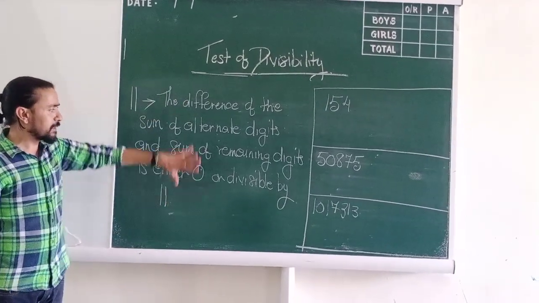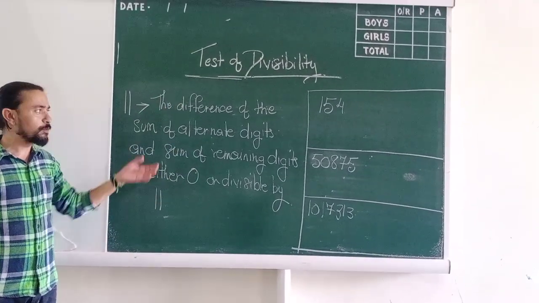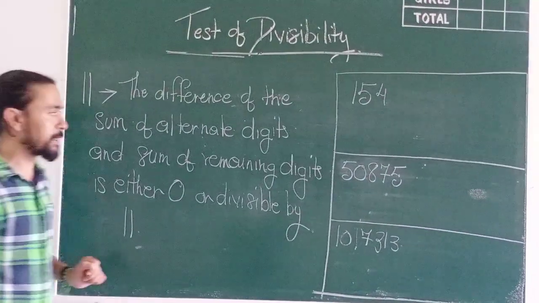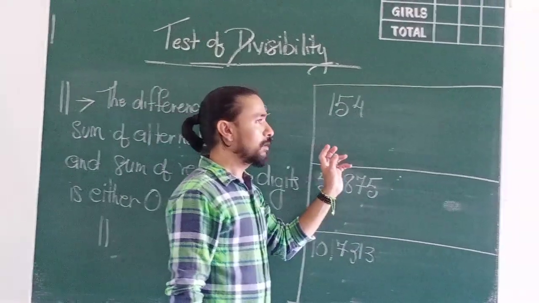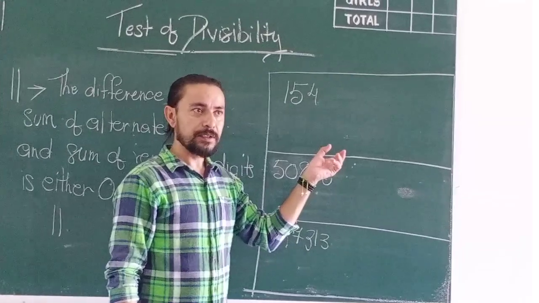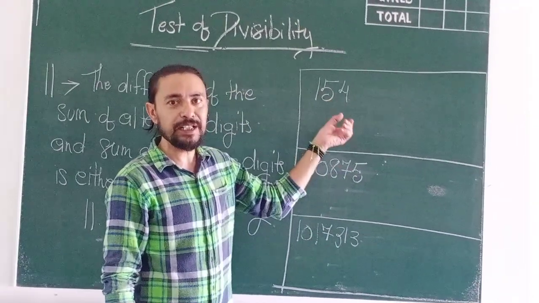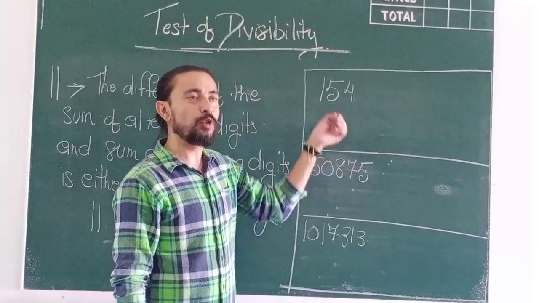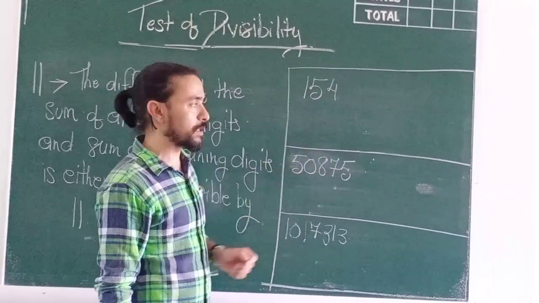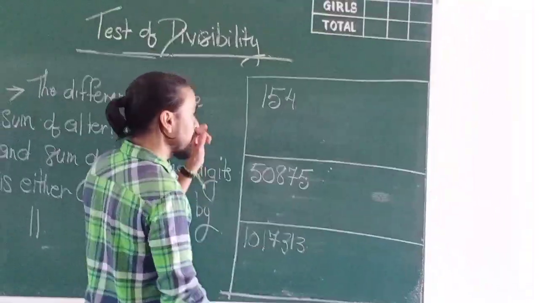Now what does this entire thing mean? It may be very confusing for you, but when I show you the examples, you'll understand better. The difference between the sum of the alternate digits and the remaining digits, if that is 0 or divisible by 11, then the number is divisible by 11. What do they mean to say?